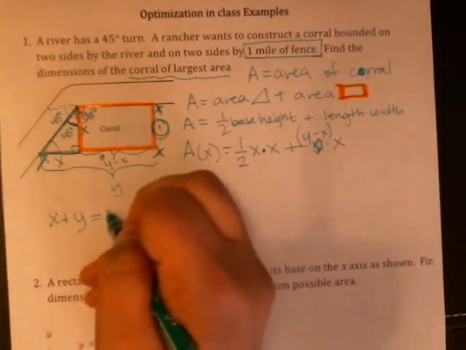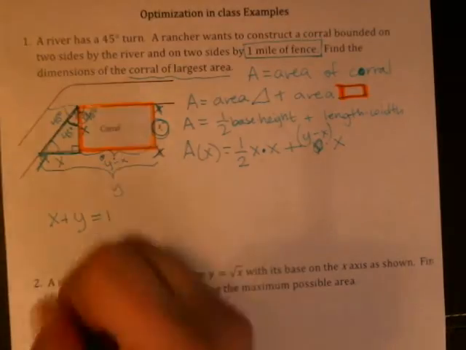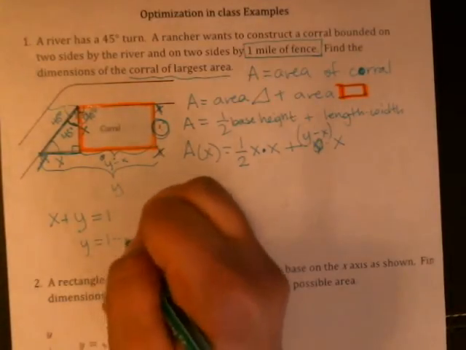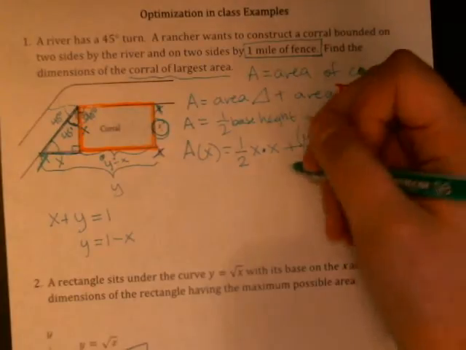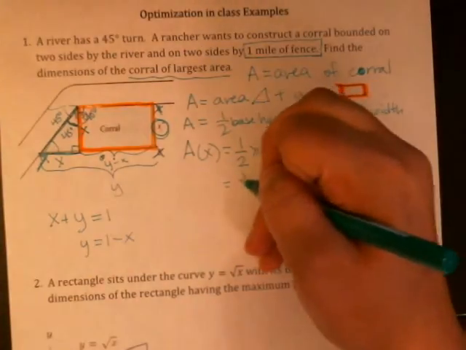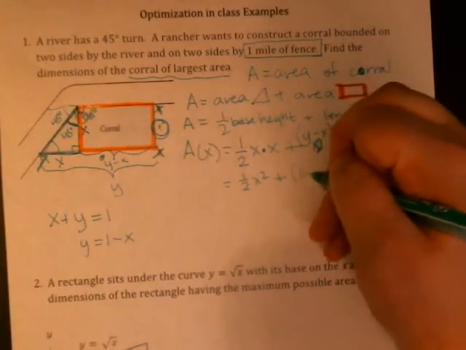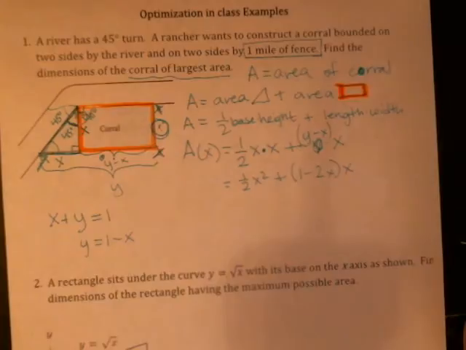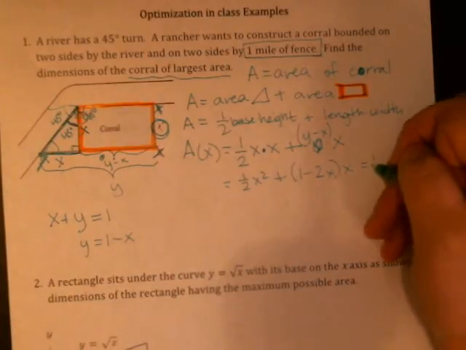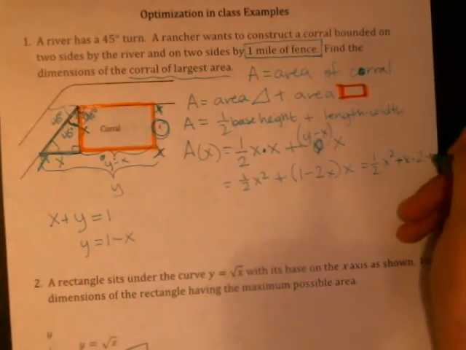x plus y has to be 1. We only have 1 mile of fence to get around those two, which means y is always going to be 1 minus x. So whatever x is, we need to subtract that from 1 to figure out what's left for y. So over here, I have a 1/2 x squared plus 1 minus x, so it ends up being 1 minus 2x times x, which is a 1/2 x squared plus an x minus a 2x squared.